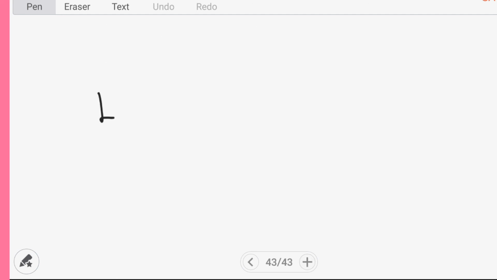So we've been able to show that the expected value of x under a binomial distribution is equal to np.